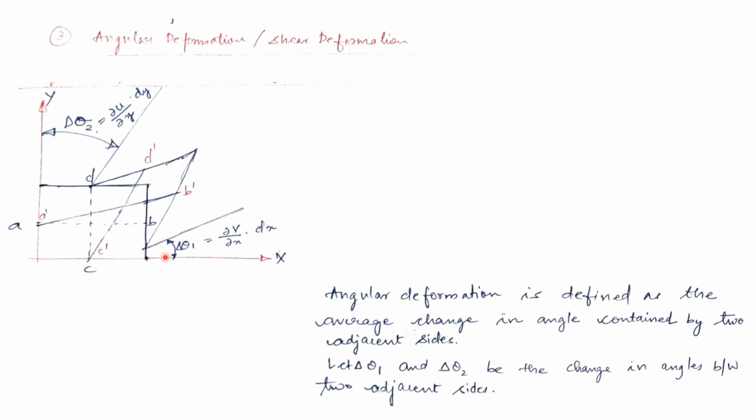ഓക്കെ, അന്നേരം ഡെൽറ്റ തീറ്റ വൺ എന്ന് പറയുന്നത് എന്തായിരിക്കും? ഡോ വി ബൈ ഡോ എക്സ്. ഡോ വി ബൈ ഡോ എക്സ് എന്ന് പറഞ്ഞാൽ ദ വെലോസിറ്റി ഇൻ ദ വൈ ആക്സിസ് വിത്ത് റെസ്പെക്ട് ടു ദ എക്സ് ആക്സിസ്, അതിലായിരിക്കും ചേഞ്ച് നടക്കുന്നത്. ദാറ്റ് മീൻസ് ഇതാണ് എക്സ് ആക്സിസ്. ഈ എക്സ് ആക്സിസിൽ ഏതുമായിട്ടാണ് വെലോസിറ്റി വേരിയേഷൻ നടക്കുന്നത്? വൈ ആക്സിസ്. സോ ഡോ വി ബൈ ഡോ എക്സ് ഇൻറ്റു ഡി എക്സ്. സിമിലർലി ഈ ഒരു വെലോസിറ്റി അതിന്റെ പാരലൈൻ വരച്ചാൽ ഇങ്ങനെ ആയിരിക്കും.